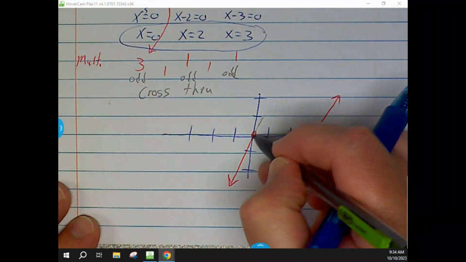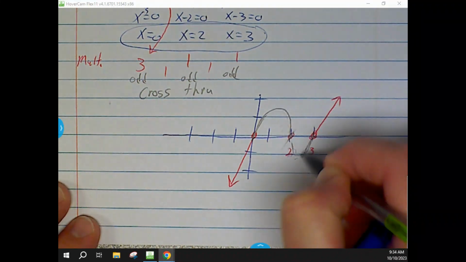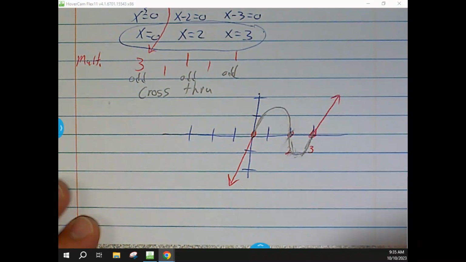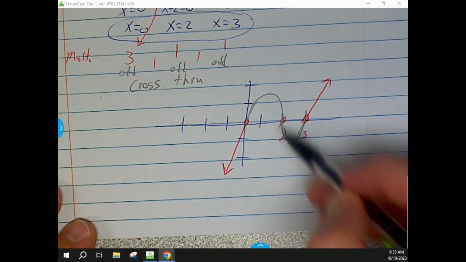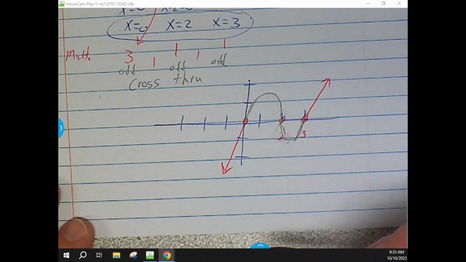Same thing here. This one's going this way. Eventually it's got to get back here. At some point in time it's got to turn and come back that direction. Again, I'm not overly concerned with how high or how low this is going to go. It's just, is it going in the right direction? And that's the main thing we're looking for.